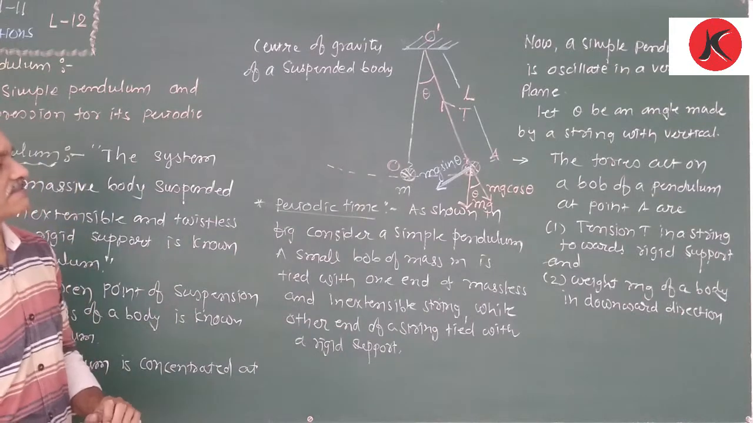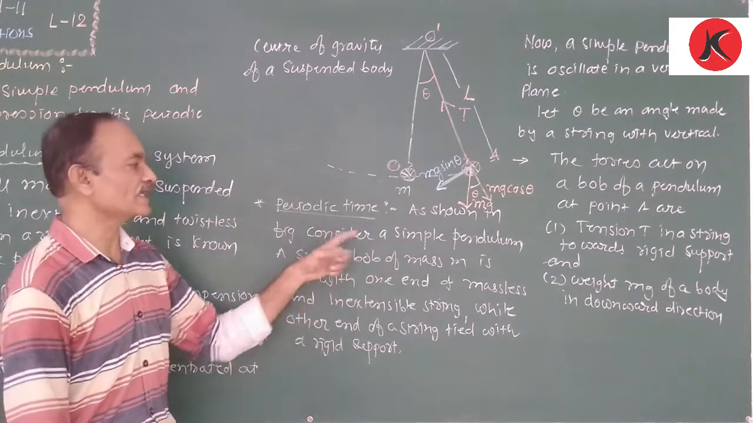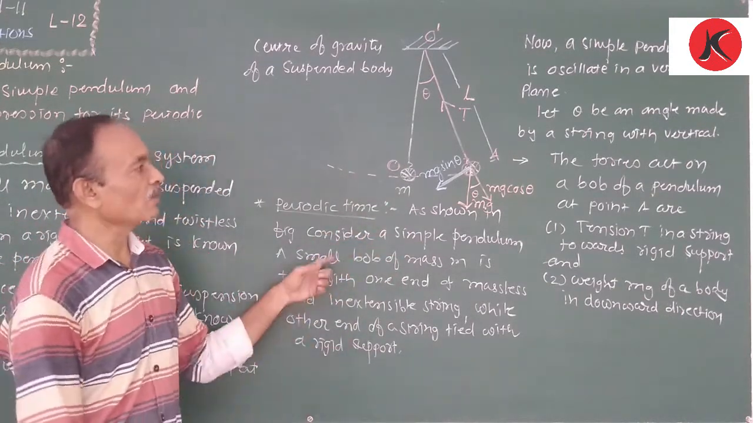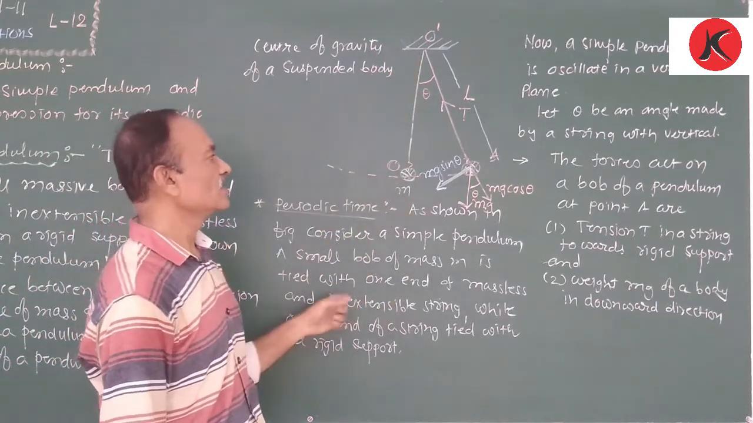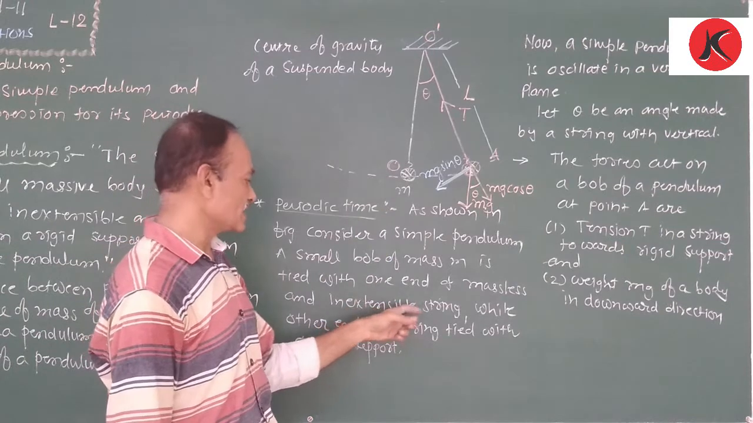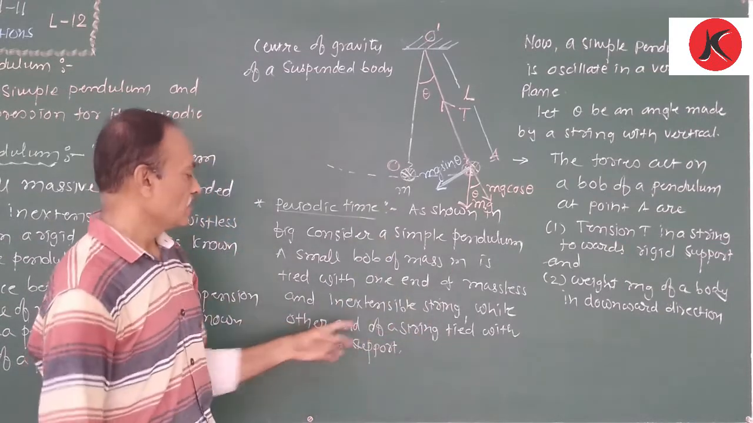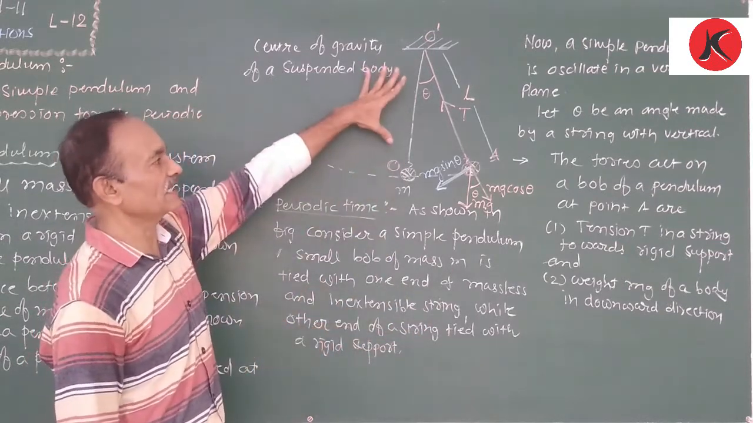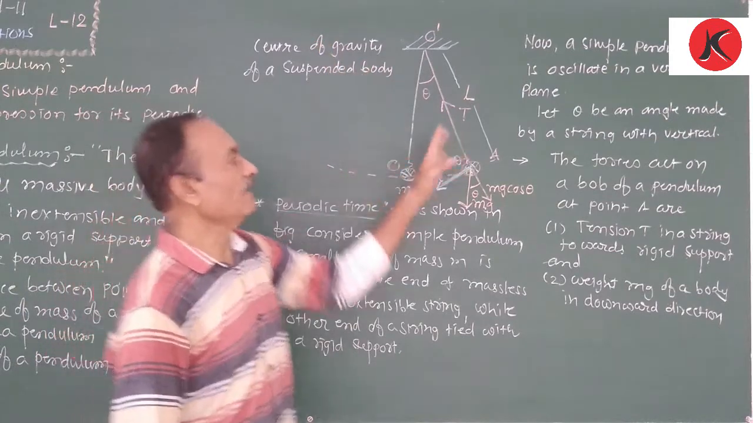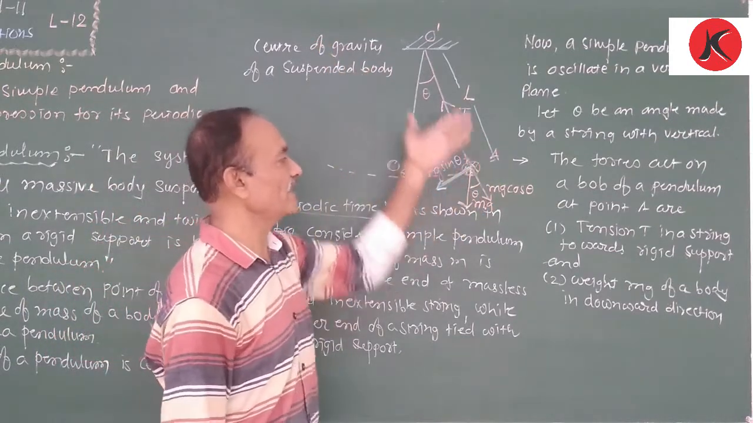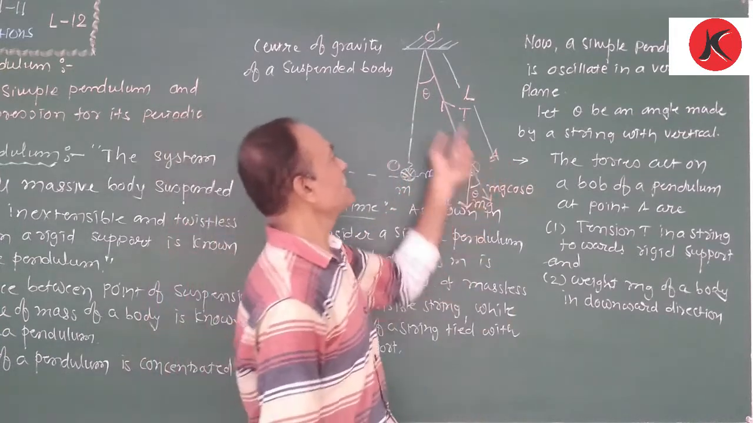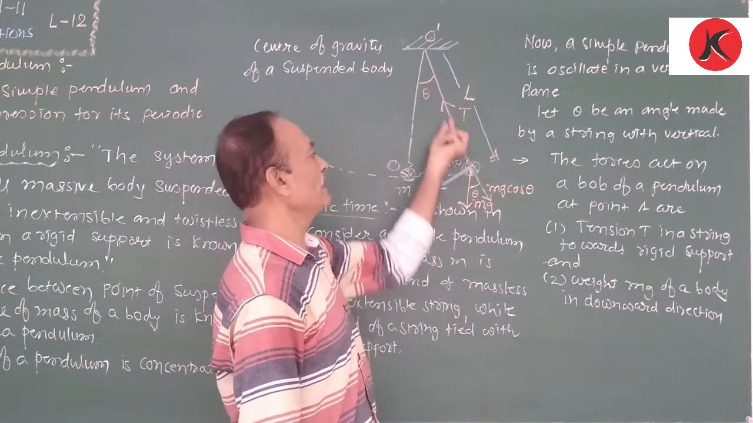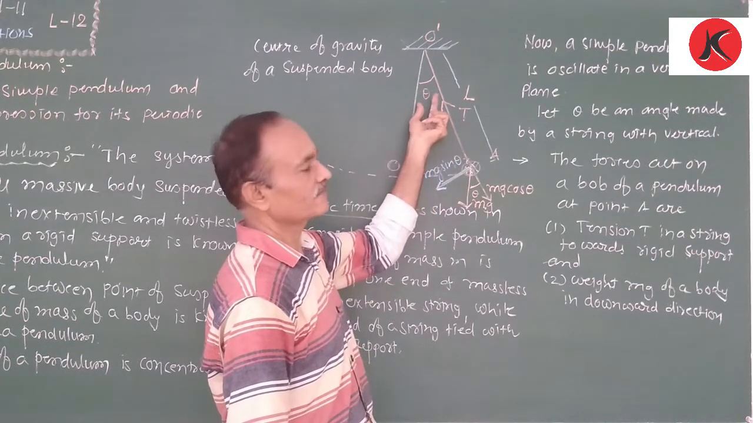So first the description of the figure. As shown in the figure, consider a simple pendulum. A small bob of mass m is suspended by a massless and inextensible string, while the other end of the string is tied to a Z support. Now a simple pendulum oscillates in a vertical plane. It is free to oscillate. Now theta is the angle made by the string with the vertical direction.